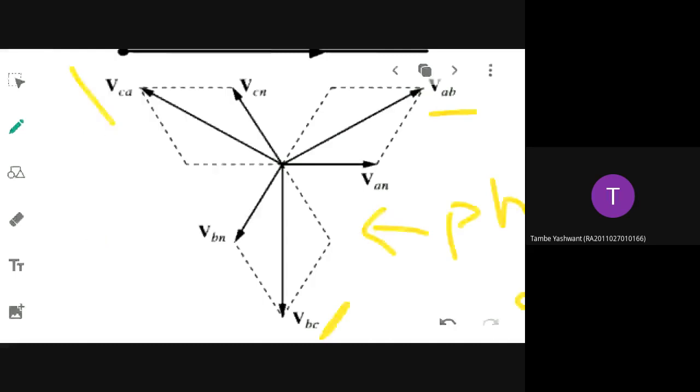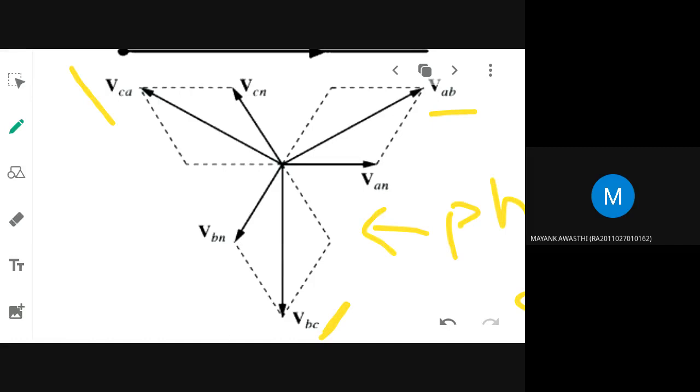All are displaced from each other by again how much angle? 3 pi by 4. 120 degrees. 120 degrees only. Okay, so they have drawn the phase values of voltages and line voltages in the phasor diagram. Now using this phasor diagram only, you will prove that the line voltage is equivalent to √3 times the phase value by using vector summation.